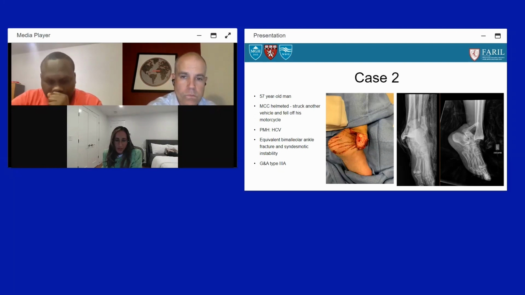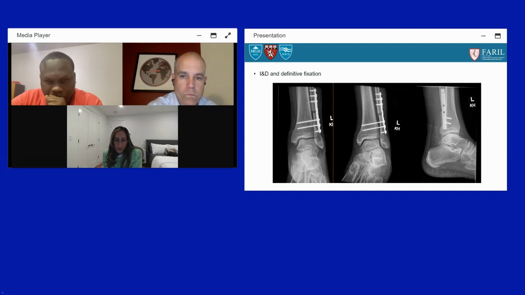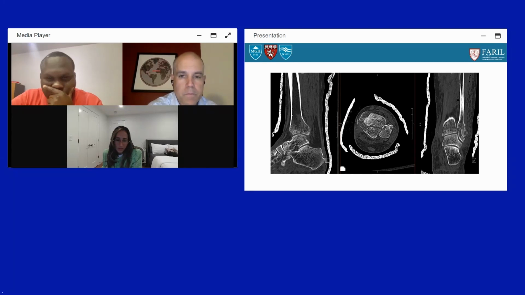We classify this as a type 3A. And we took the patient to the operating room, did irrigation and debridement and definitive fixation. The patient stayed for about 72 hours of antibiotics, and then we sent him home to start rehab. I think this image was from the previous case, and I apologize for that.